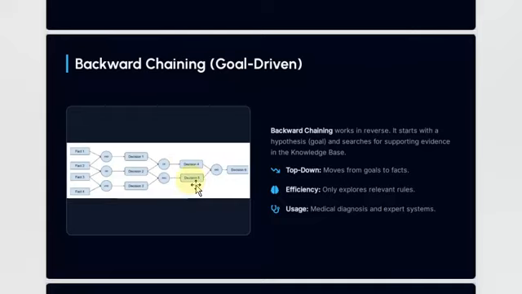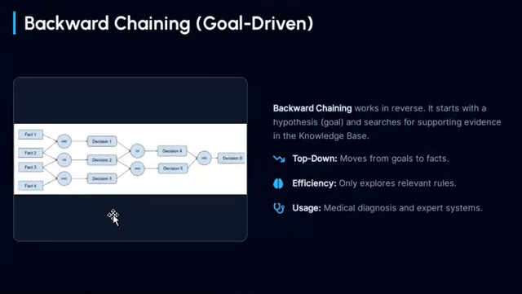So this image is showing that it is quite similar to forward chaining, but the reasoning process moves in reverse. In the first, forward chaining, it was going forward, but in this, it is going in reverse. So we start from the final goal and trace backward through the rules until facts are found.